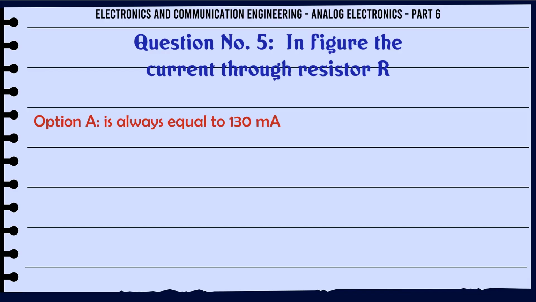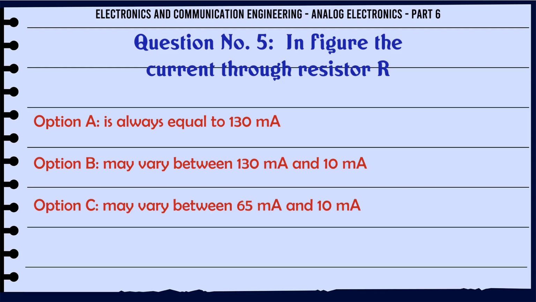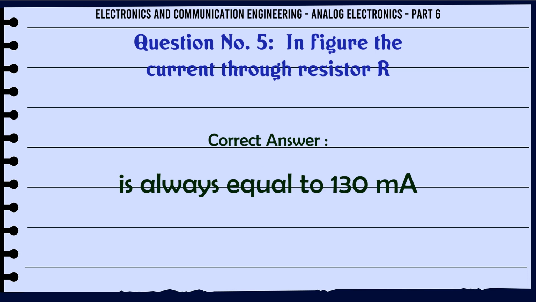In figure, the current through resistor R is A. always equal to 130 mA, B. may vary between 130 mA and 10 mA, C. may vary between 65 mA and 10 mA, D. always equal to 65 mA. The correct answer is always equal to 130 mA.